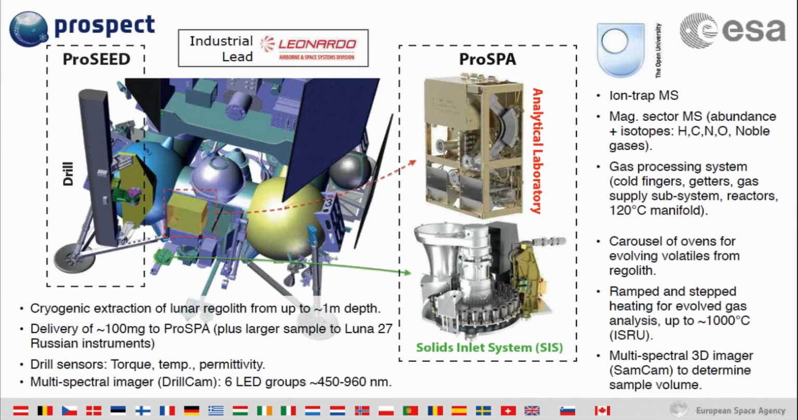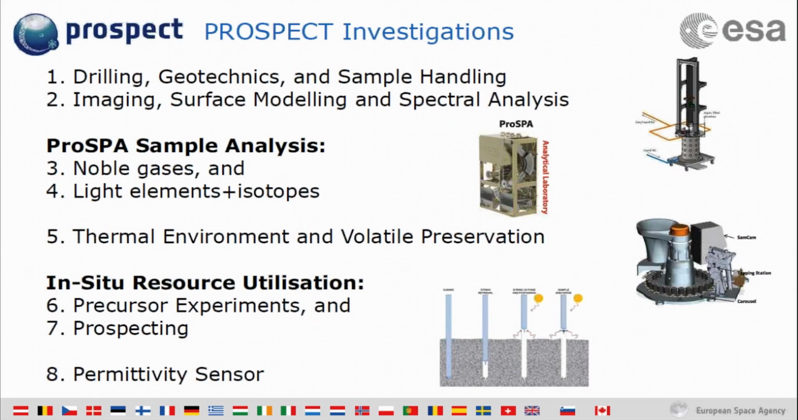Samples are then deposited into a solid inlet system where they're sealed and heated after being imaged. The heated samples then evolve gases, and the gases pass into our laboratory. We have an ion trap mass spectrometer providing a broad suite chemical analysis, and then a gas processing system which allows us to separate and process those gases to make them suitable for isotopic measurements in our magnetic sector mass spec, where we can look at hydrogen, carbon, nitrogen, oxygen, and noble gas isotopes at around the per mil level. Next slide, please.